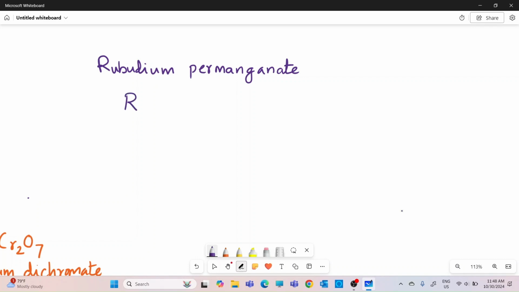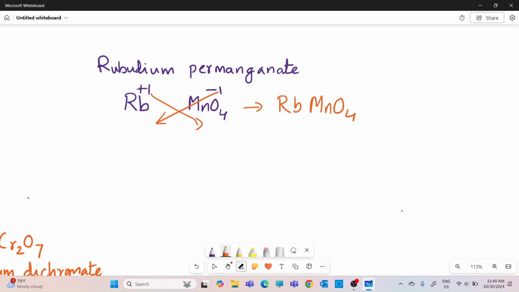What is rubidium? It is Rb, and it is in group 1, so the charge is +1. Permanganate is MnO4 with -1. This one is easy because both are 1 and 1. We are doing the crisscross, so this time you don't need a parenthesis because it is just 1 each. RbMnO4.